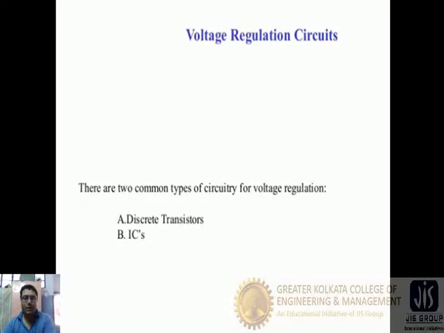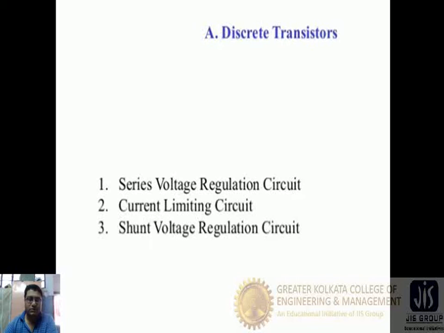For voltage regulation, there are two common types of circuit. One uses discrete transistors, and the other uses voltage regulator ICs. You can build the voltage regulator using transistors, or you can use voltage regulator ICs. These two types of circuits are famous in case of voltage regulation. We'll discuss them one by one. So first comes the discrete transistors.